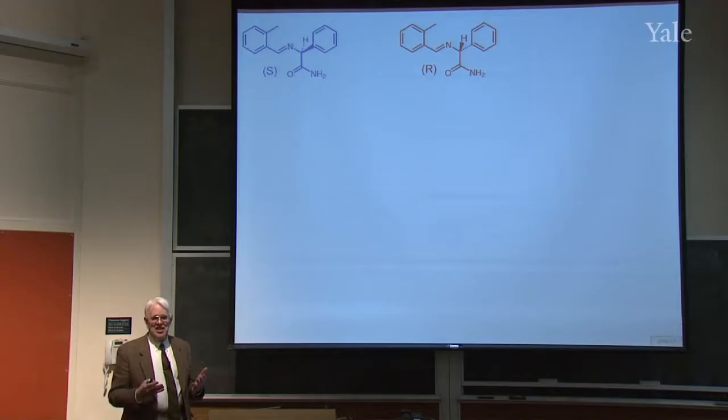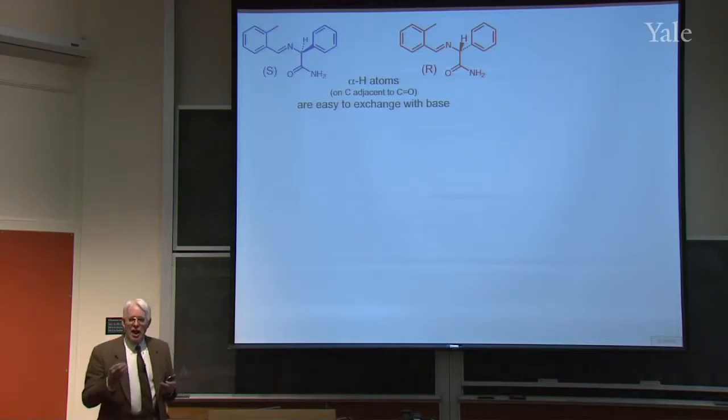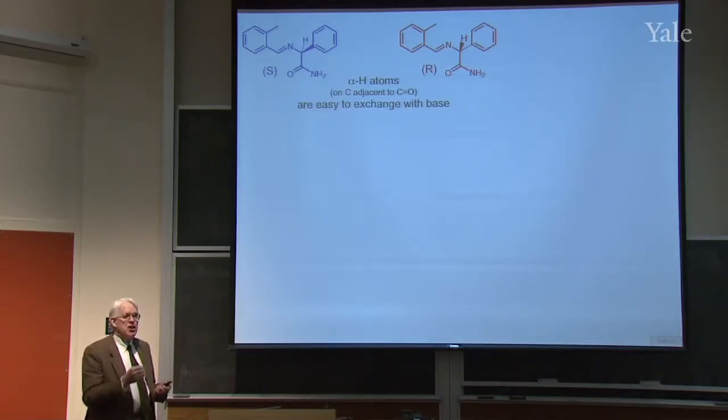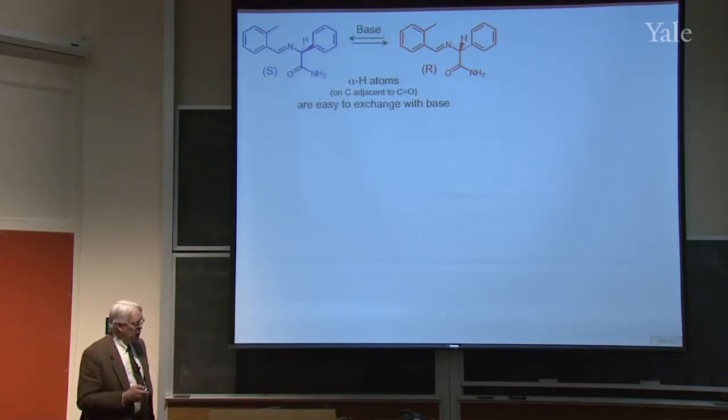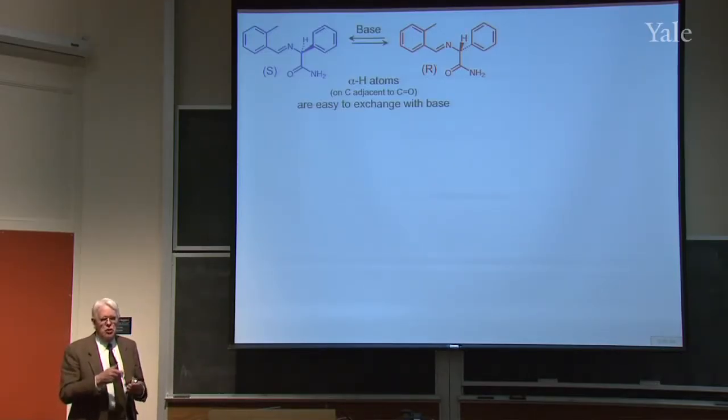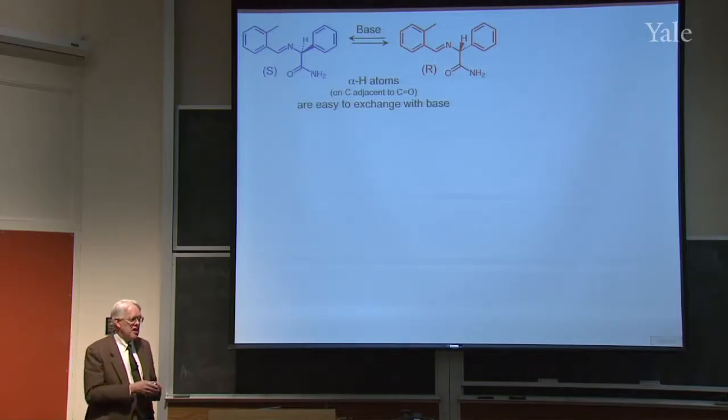Okay, now here are two enantiomers, an R and an S configuration of this funny molecule that's a little bit related to amino acids, right? Now, it has what are called alpha hydrogens. Those are hydrogens attached to a carbon adjacent to a carbonyl group, right? So it turns out that a base can pull off that hydrogen, leaving an anion on that carbon, which then is stabilized by pi star of the carbonyl, right? So it's easy to pull off that H and put it back on again. So that means that if you put base in with these two molecules, they'll interconvert easily.